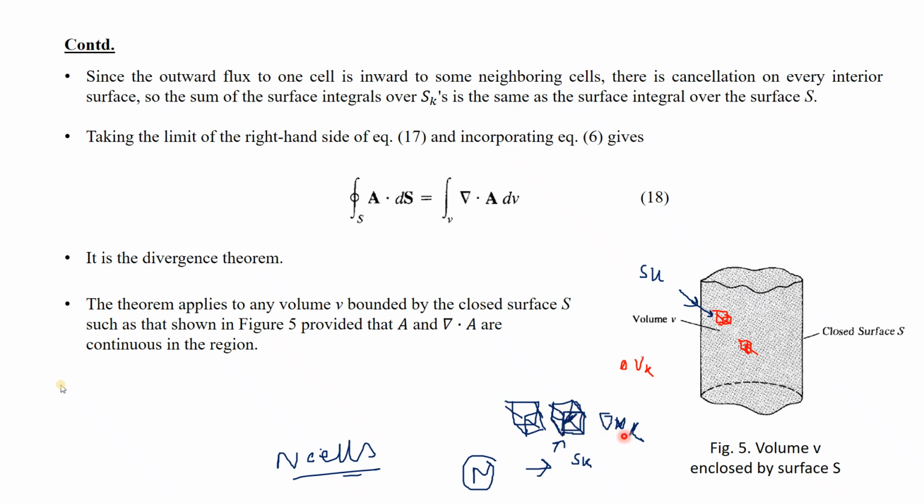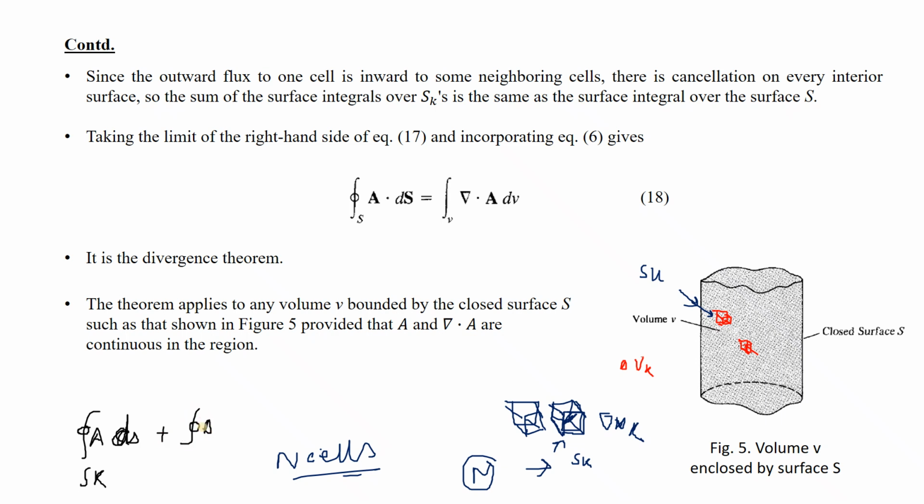Forget about the entire one. Concentrate on this one cell only. What is the volume of this cell? Delta Vk. What is the surface area of this cell? Sk. So what is the surface area of this cell with respect to the vector? That means the surface integral of the vector A will be the integral of A dot dS over Sk. This is the closed surface integral of one particular cell only.